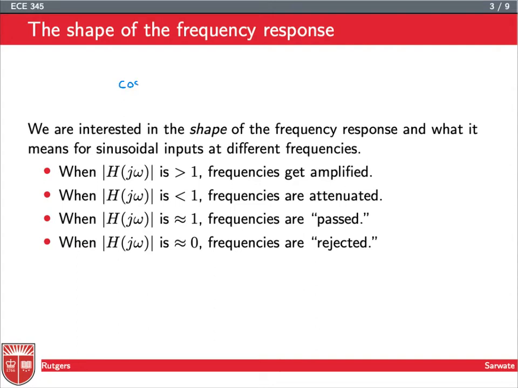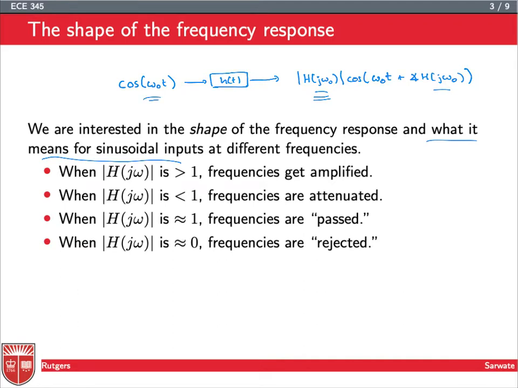So remember, the context is that we have some cosine omega naught t going into a system h of t, for example, and what you're getting out is the magnitude of h of j omega naught times the cosine of omega naught t plus the phase of h of j omega naught. Right, so we have this magnitude and this phase, and what we're really talking about here is the magnitude of the frequency response and what it means for these sinusoidal inputs at different frequencies.